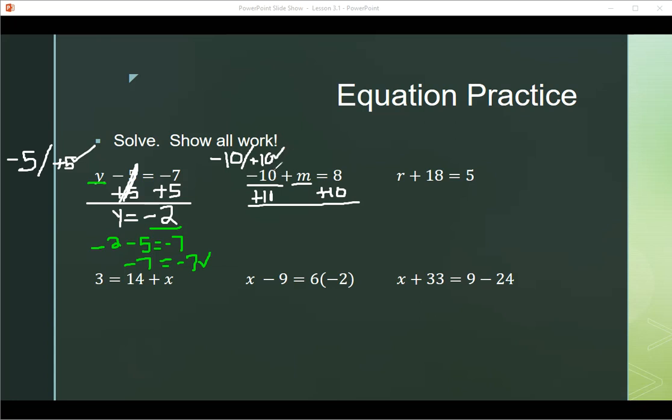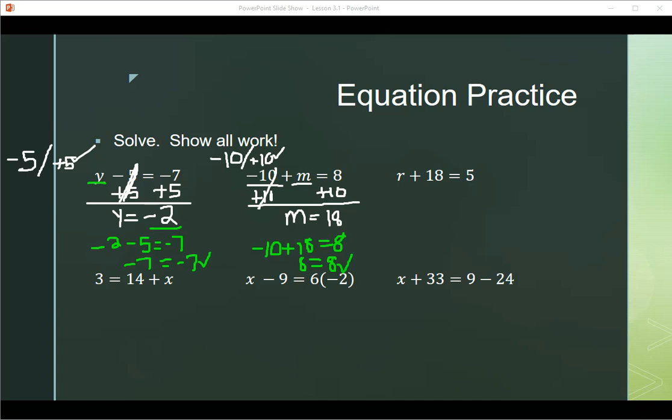Okay, negative 10 and a positive 10 cancel each other out, which leaves me just an m. It's going to be equal to 8 plus 10 gives me 18. Again, I can go back and check it and say negative 10 plus 18 is equal to 8. And then I can check the math. 18 take away 10 is 8. So I did it correctly, and I got the right answer.